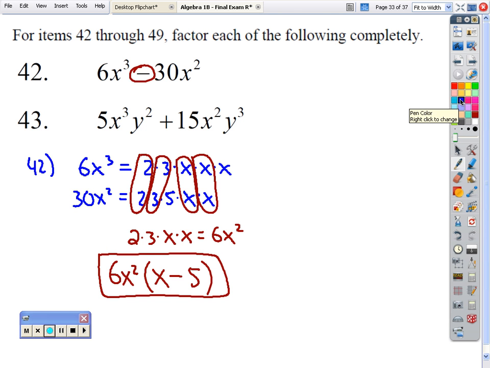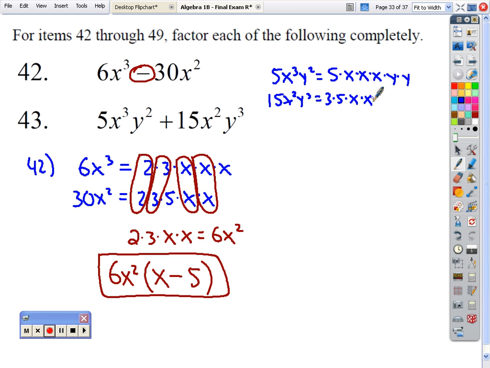Okay? Do the same thing for number 43. So I'll do it up here. In this case, it would be a 5 with 3 x's and 2 y's. And then with the 15x squared y to the third, that would be 3 times 5 with 3 x's and 3 y's. And just like down below, I'm going to circle what they have in common. So they have a 5 in common. Looks like they have 2 x's in common. Sorry, they have 3 x's in common.